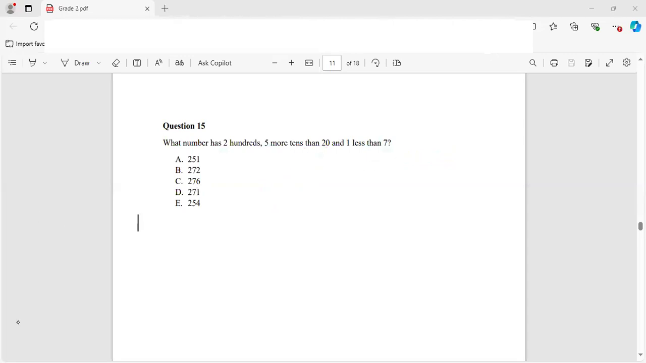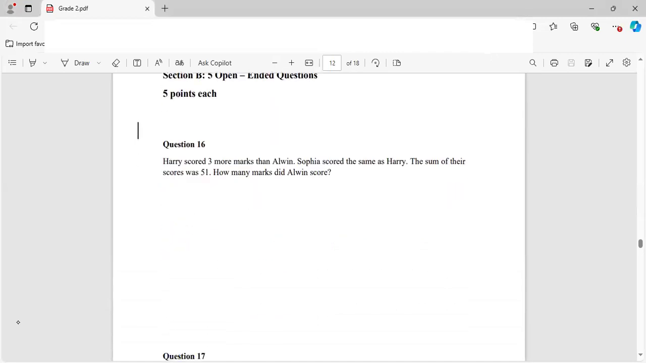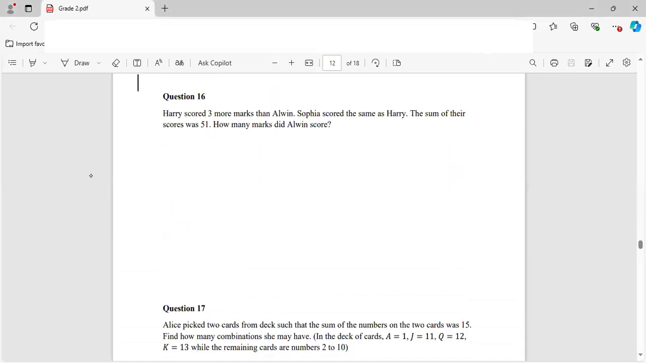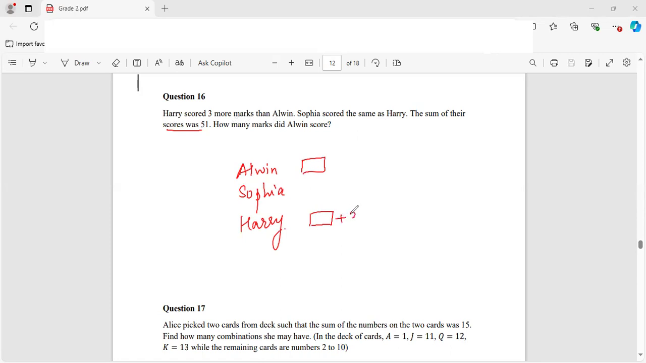Now here the MCQs end, and then we have these open-ended questions. Let's do this. Harry scored 3 more marks than Alvin, and Sophie scored the same as Harry. The sum of their scores was 51. How many marks did Alvin score? So Alvin, Sophia, and Harry. Harry scored 3 marks more than Alvin. Sophia scored the same as Harry. And the sum of their marks was 51.